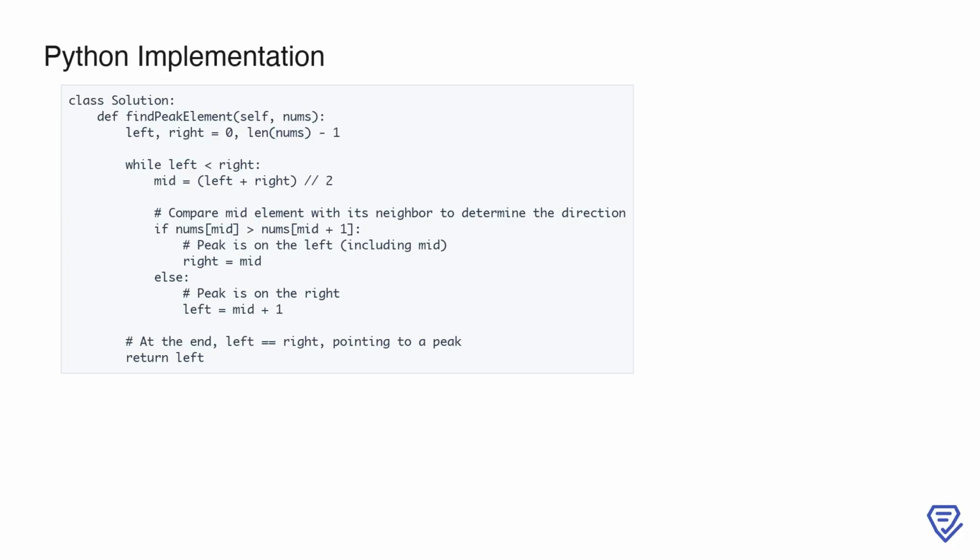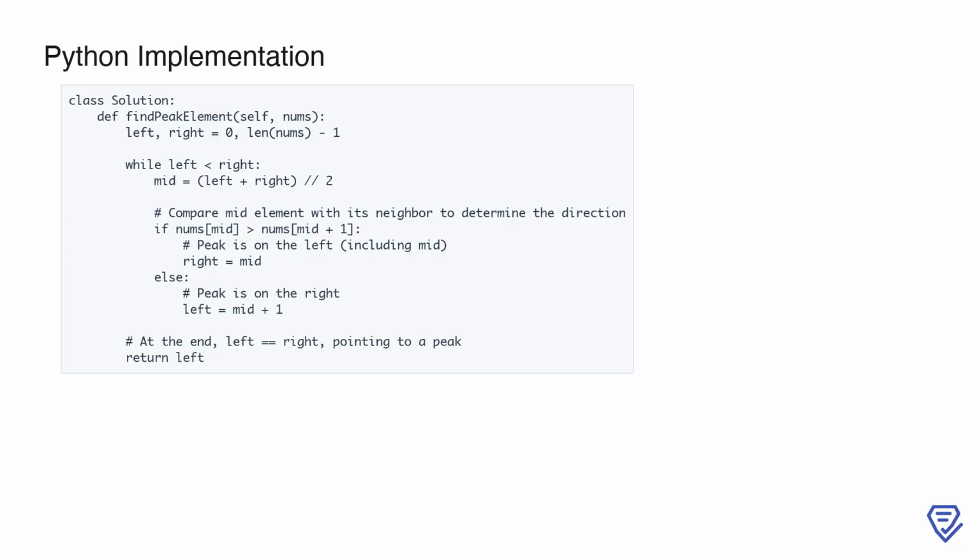Next, the algorithm compares the value at the midpoint, nums[mid], with the value of its right neighbor, nums[mid + 1]. If nums[mid] is greater than nums[mid + 1], it means the peak lies on the left side of the array, including the current mid, so the right pointer is updated to mid. Otherwise, the peak lies on the right side, and the left pointer is updated to mid + 1. This process continues, progressively narrowing the search space until left equals right, at which point the loop terminates.